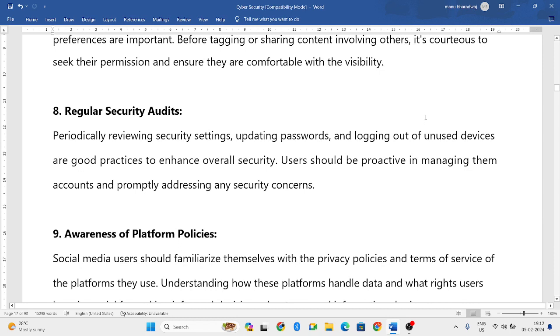Next, regular security audits. You should frequently change your passwords. You should have two-factor authentication. Review the security policies of the social media platforms. Check whether they have brought any new changes into the security policies. All those security audits you have to do.